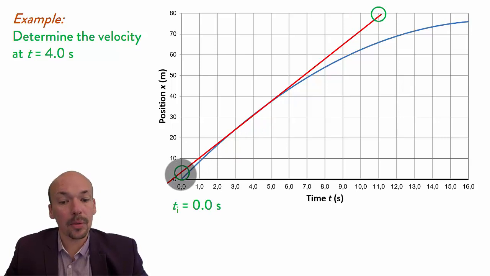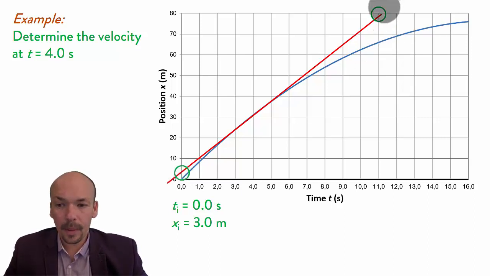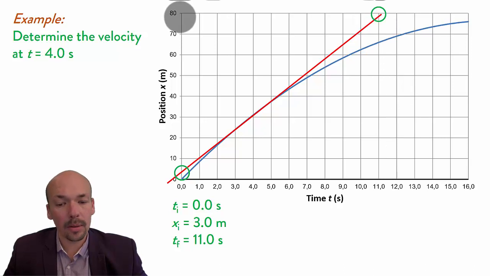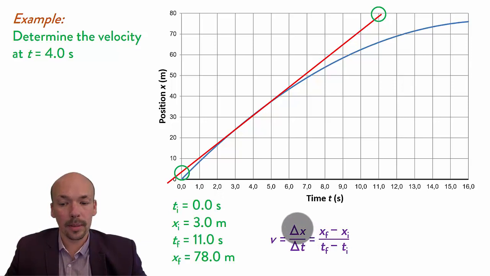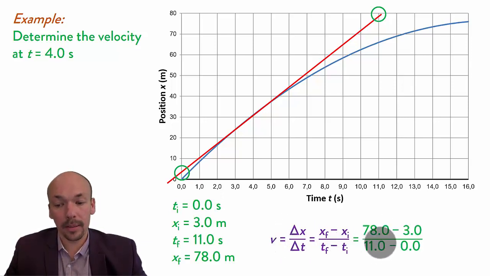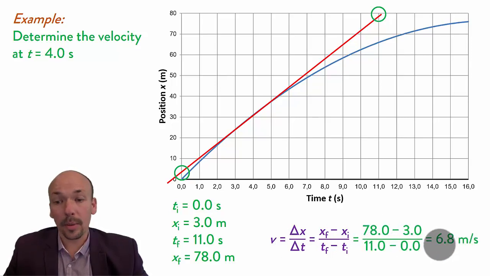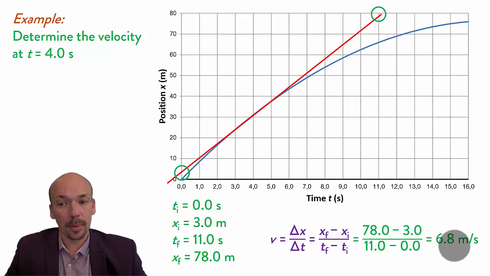Here the initial time is 0 seconds and the initial position is around 3 meters. Here again the time is 11 seconds, and as you can see it's not 80, it's a little bit lower, so around 78 meters. We can use this information to determine the change in position and the change in time, and then we can calculate the velocity, which is 6.8 meters per second.